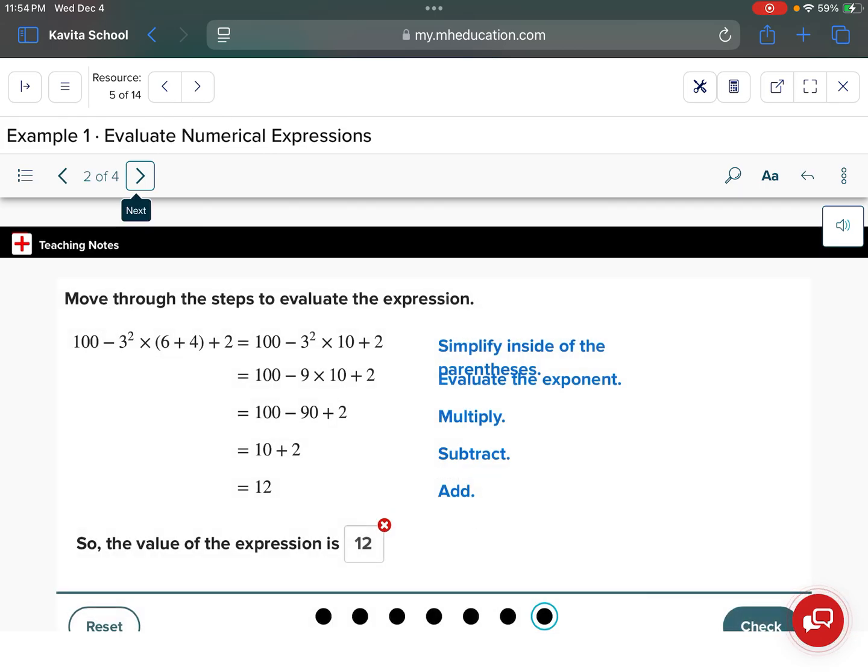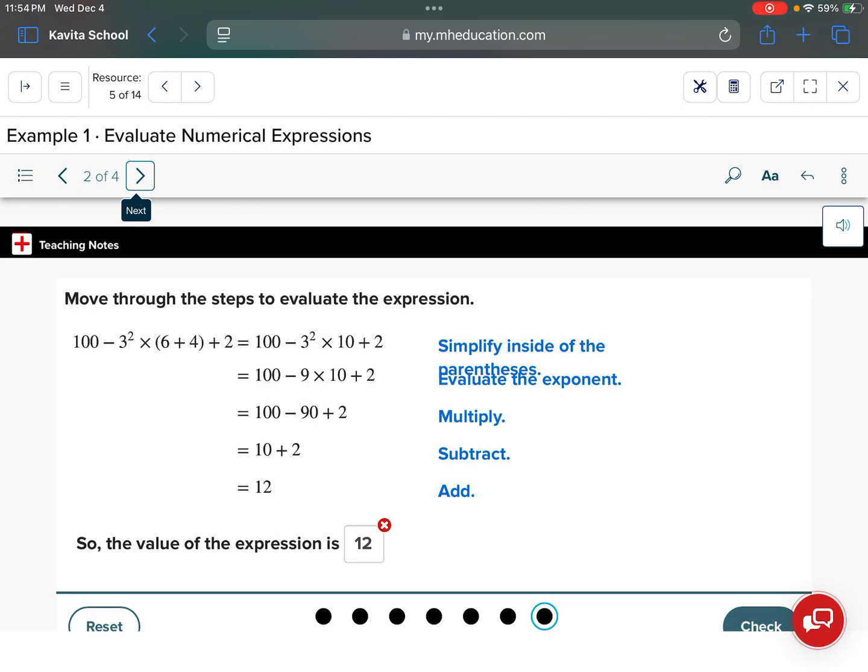So we're going to first simplify what's inside the parentheses. So 6 plus 4 simplifies to 10. And then we evaluate the exponent, which is 100 minus 9 times 10 plus 2. So that gives us, when we evaluate, our next step is going to be to multiply. So that gives us 100 minus 90 plus 2.